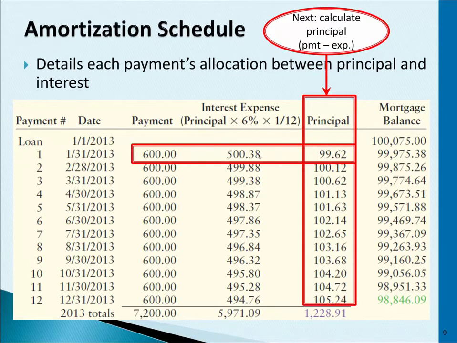Next, we have to calculate the principal, and all that is just you take the payment and subtract how much interest expense is being paid, and then the amount of principal being paid off is the difference. So in this case, $600 minus the interest expense of 500.38 gives us 99.62. This means out of this $600 payment, only $99.62 of this big mortgage is being paid off. As you can tell, over time, the principal amount slowly increases and the interest expense slowly decreases, because remember, the payment is the same every month.